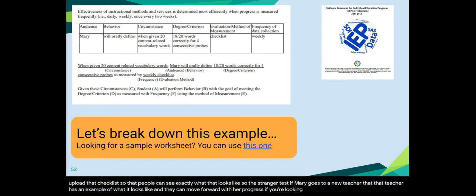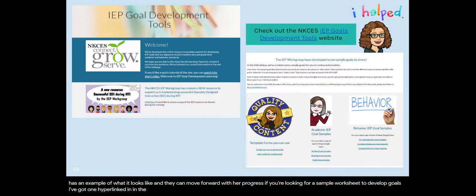If you're looking for a sample worksheet to develop goals, I've got one hyperlinked in the orange section. If you head to the IEP goal development website that we chatted about in the other video, you will notice that all of the goals there are also set up in that same A through F formula. And we've also added some additional columns to give some examples of some specially designed instruction and supplementary aids and services that you might consider, as well as sometimes some program supports and modifications that you might consider as part of your process.